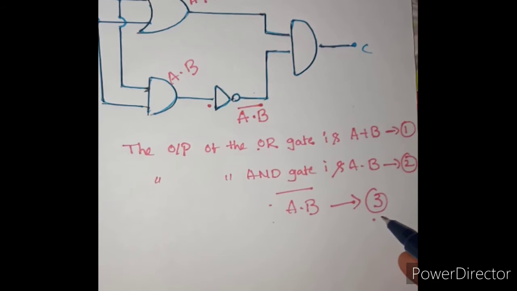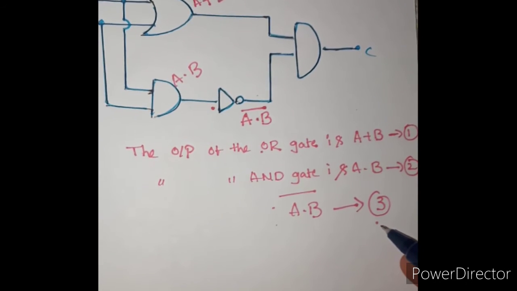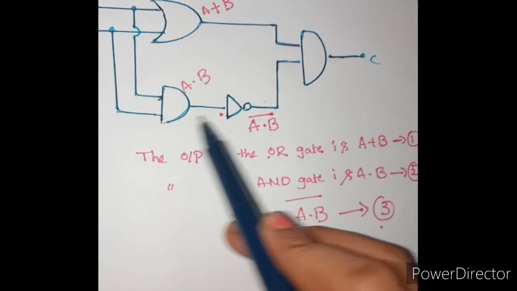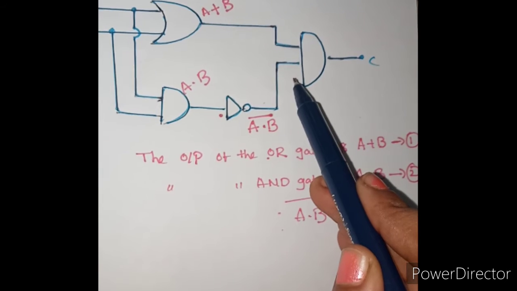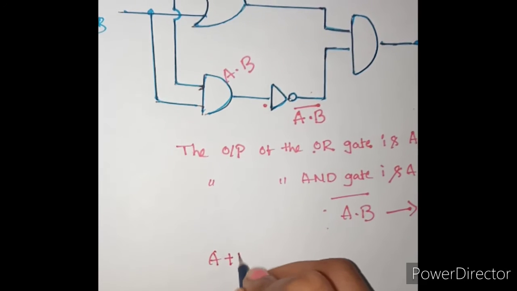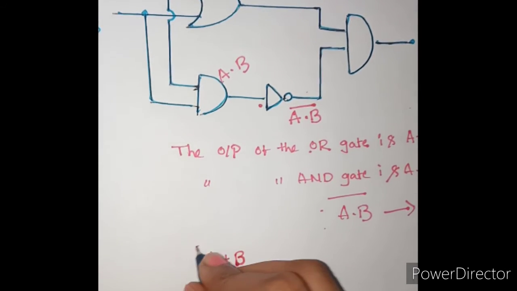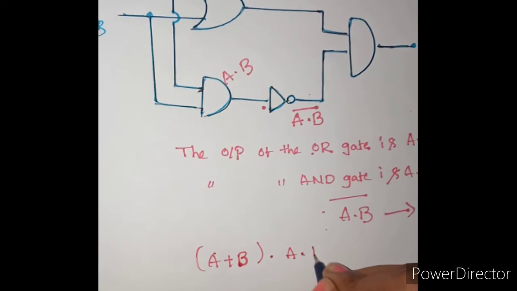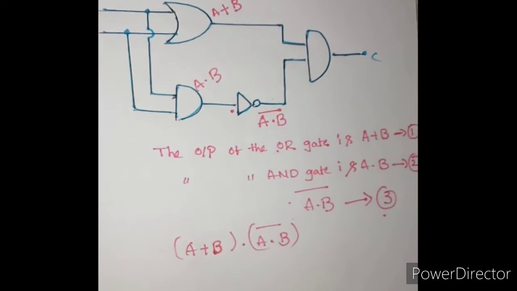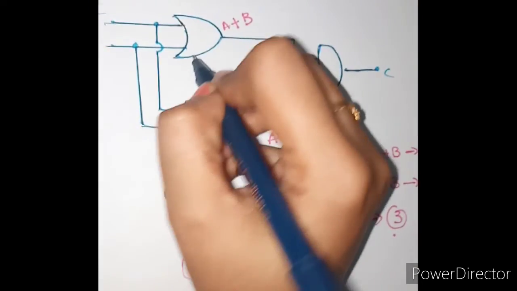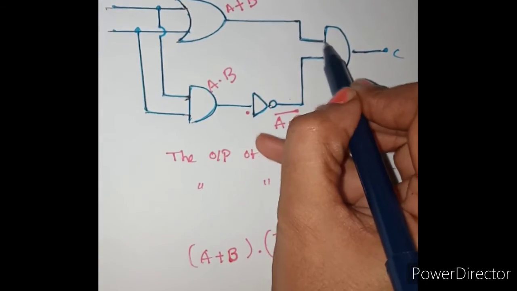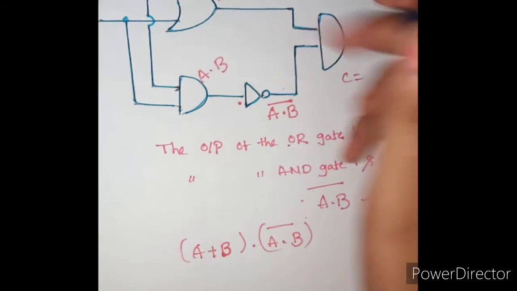Now expressions 1 and 3 are fed to the inputs of the second gate. See here, this thing, whose output will produce A plus B dot (A dot B) bar. Hence the output C is equal to, observe here once again, the OR gate is given to the AND gate. So C is equal to A plus B.